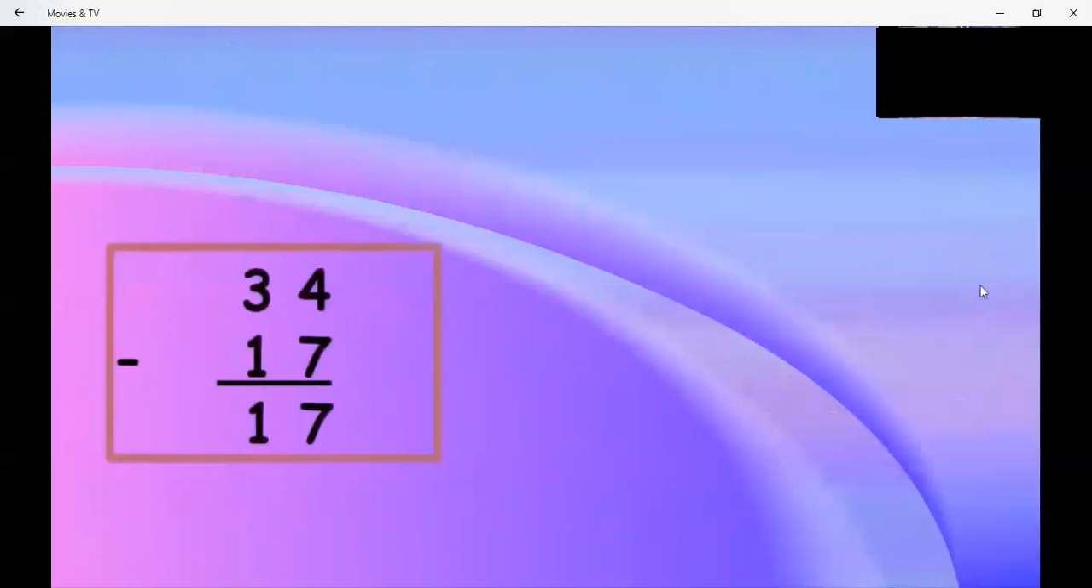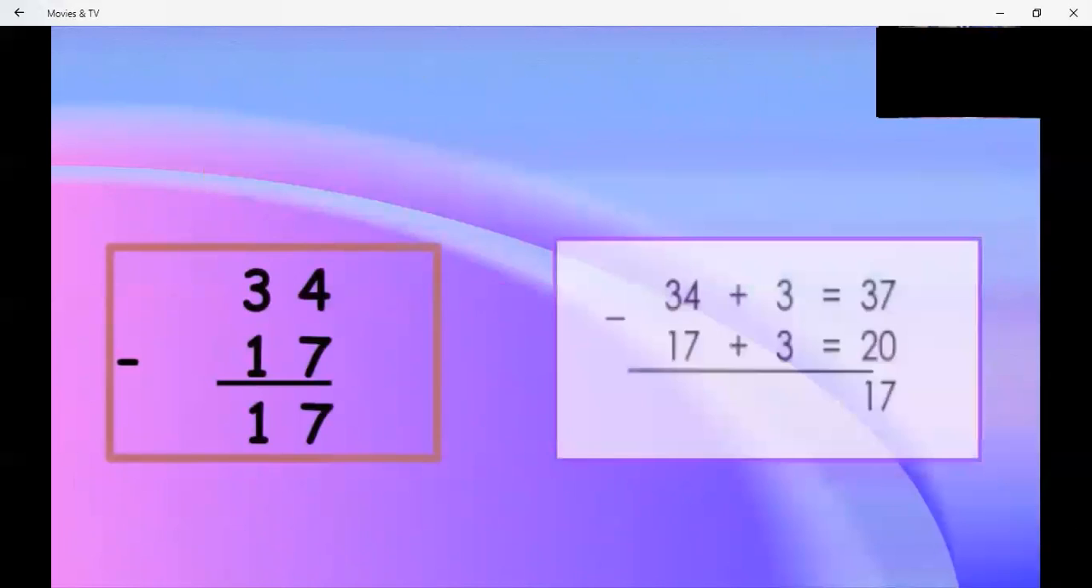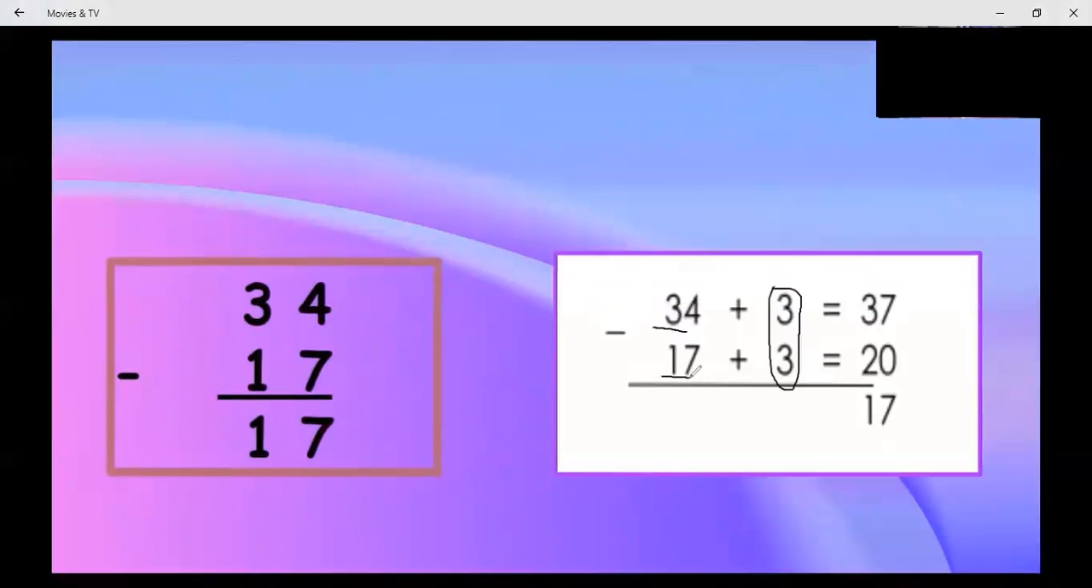For our second example, we have here 34 minus 17. The answer is 17. What happens is we added 3 to both the minuend and the subtrahend. Why did we choose 3? We chose 3 because if 17 is added to 3, then we get 20. 20 is a multiple of 10. Since we added 3 to the subtrahend, of course, we're going to add 3 to the minuend. So 34 plus 3, we have 37. 17 plus 3, we have 20.